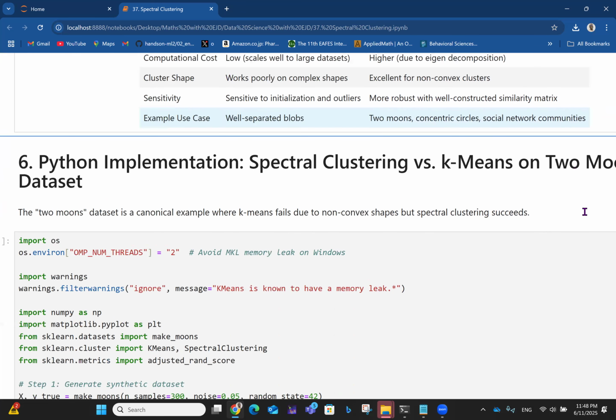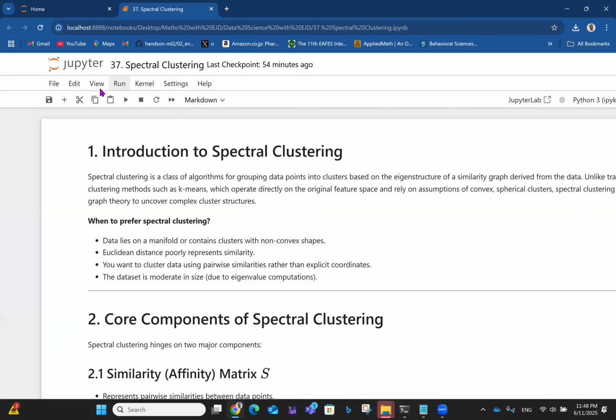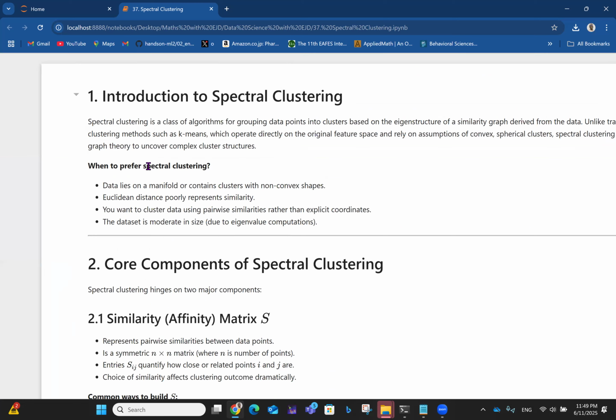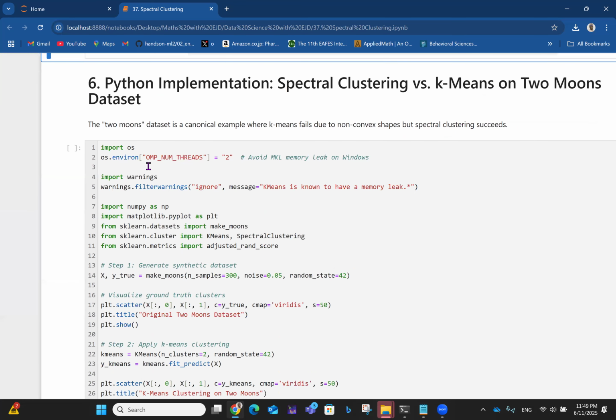Okay, so let's look at the implementation. Let's see how that can be implemented in Python, right? We want to look at a Python implementation for spectral clustering versus k-means on the two moons data set.